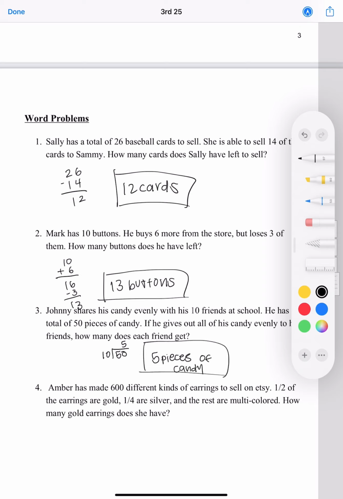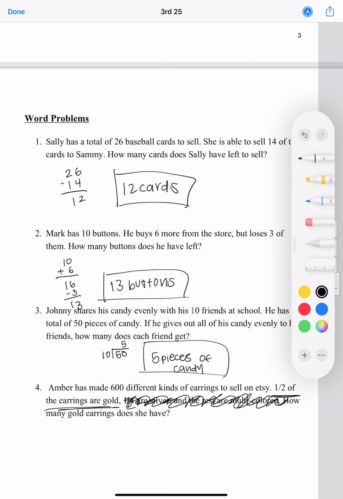Okay, lastly, number 4. Amber has made 600 different kinds of earrings to sell on Etsy. Half of the earrings are gold, 1/4 are silver, and the rest are multicolored. How many gold earrings does she have? Okay, so over here it says 1/2 of the earrings are gold. So you can disregard 1/4 are silver and the rest are multicolored. Those are just minor details that are used to confuse you.